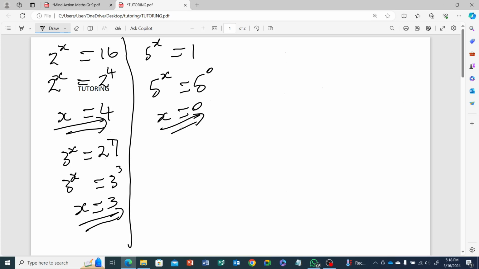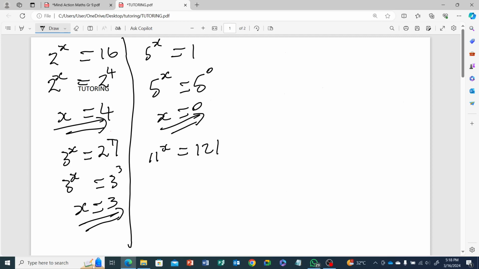Okay, the next one, we have 11 raised to the x, which equals 121.